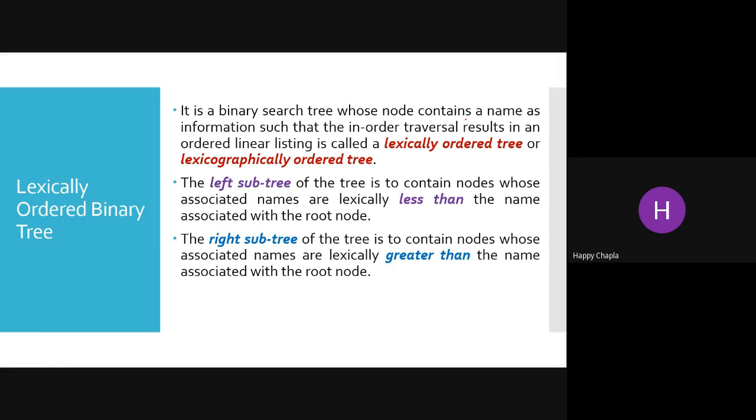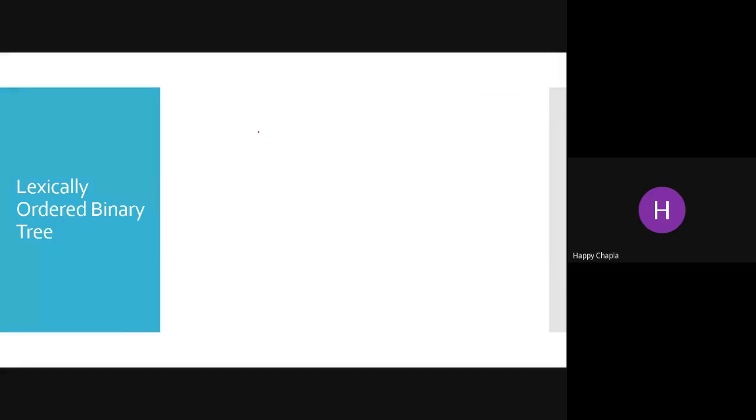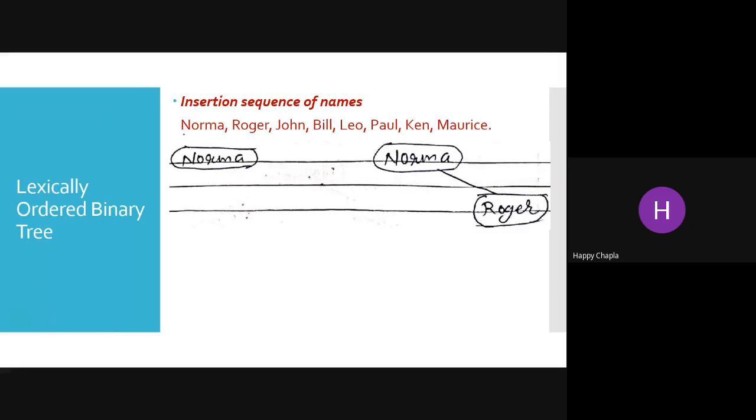Here the nodes will contain names as information, other than the ABCD. We are trying to put whole names. The insertion sequence of names is: first Norma, Roger, John, Bill, Leo, Paul, Ken, and Maurice. First we insert Norma, and we insert in lexical order.